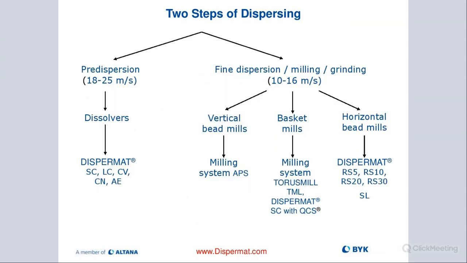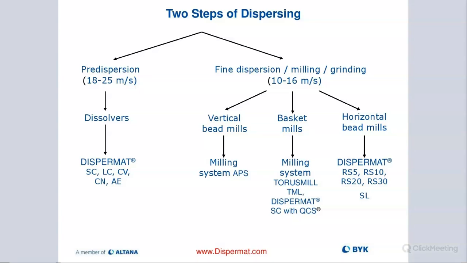Okay, so the dispersion process is always two steps. So we have our pre-dispersion process first. With the Cowles blade, we use a dispermat or dissolver. What we want to look out for here is a tip speed between 18 to 25 meters per second. That's the optimum pre-dispersion window. We want to be in there to really optimize the process of deagglomerating our particles.